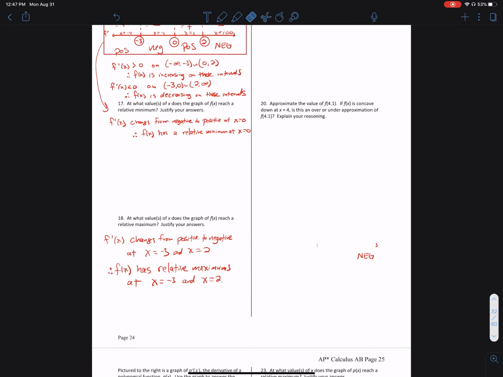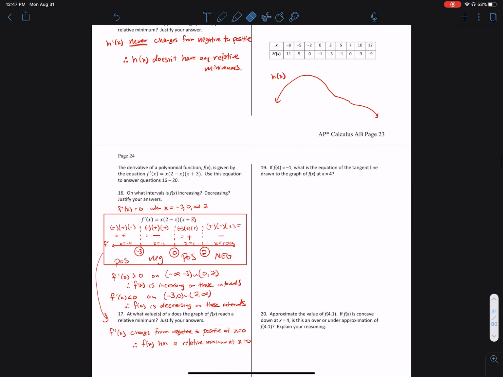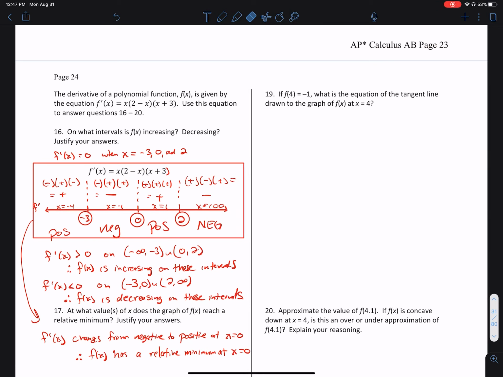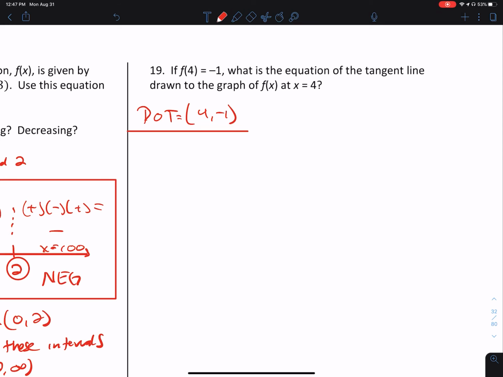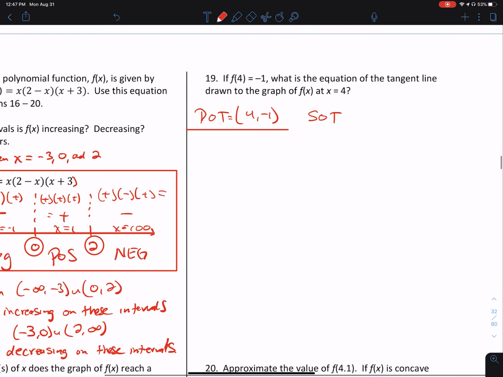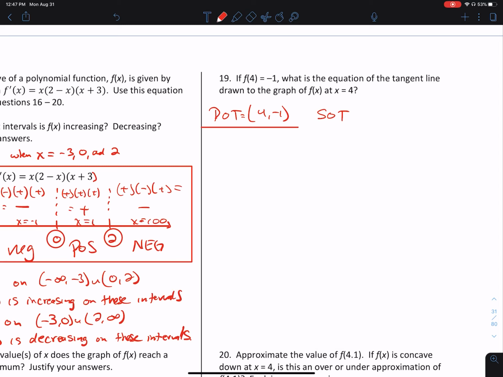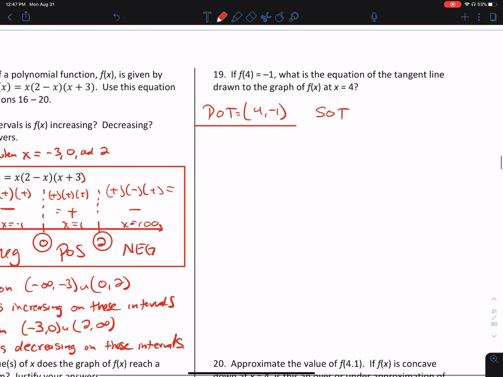We got 2 more to answer related to this. 19. If f of 4 equals -1, what is the equation of the tangent line drawn to the graph of f of x at x equals 4? We are all about the equation of the tangent line, aren't we? Our point of tangency, we're told, is 4, -1. Slope of tangency, well, we don't know that. However, we are given this graph, this equation for f prime.